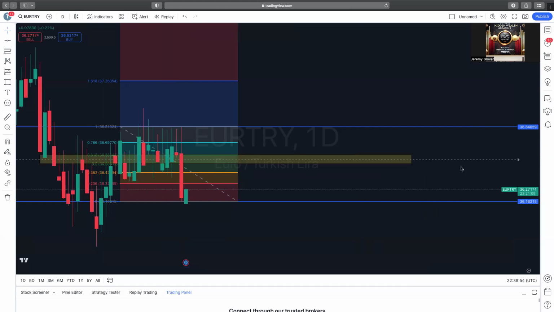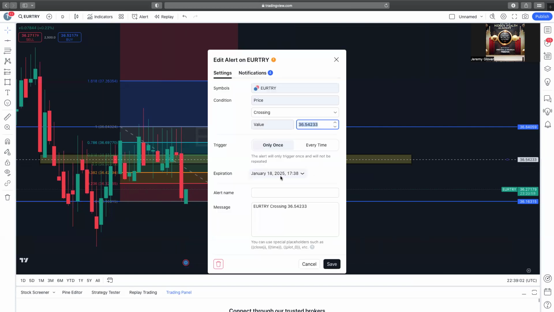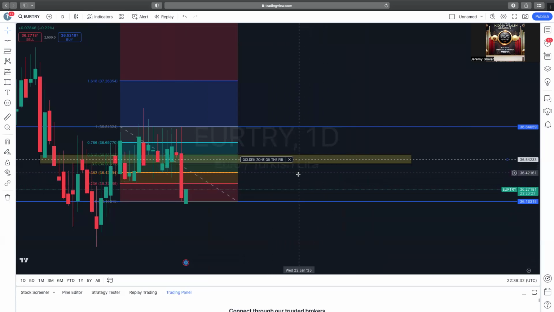So hit alert and go in and edit. Go in and edit and put golden zone on the Fibonacci. So it's called the Fibonacci Retracement and golden zone, looking for a strong sell. So hit that, and then the golden zone for the fib hits that.